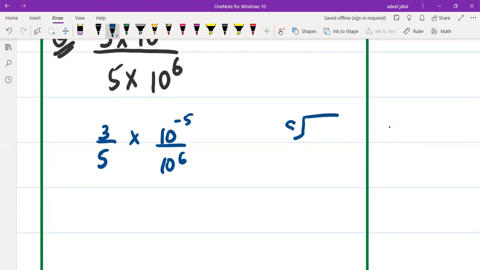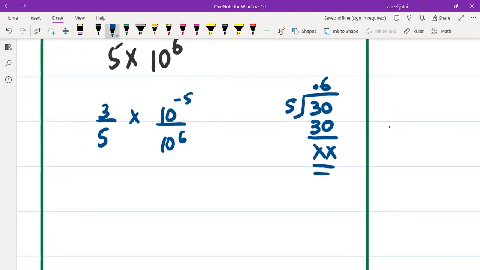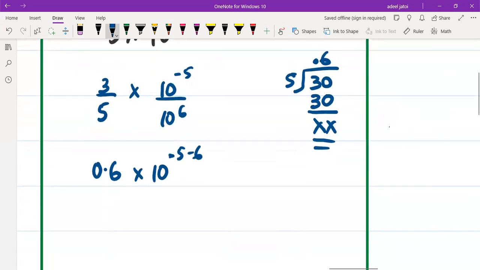Now 3 upon 5 will become what? 0.6. Whereas for the powers, when bases are same and divided, powers are subtracted. So minus 5 minus 6. Your end result should be 0.6 into 10 to the power minus 11.